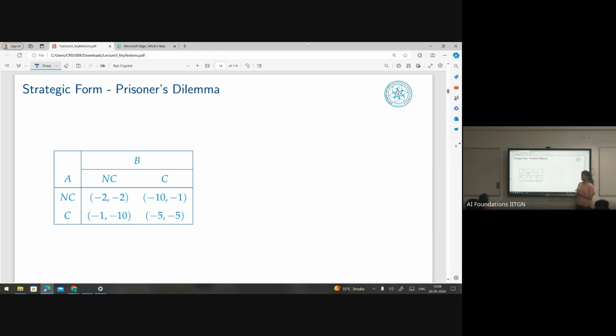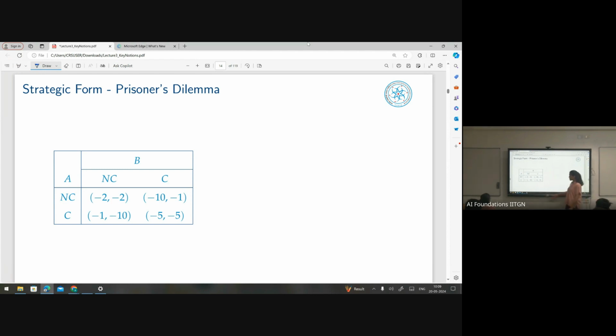Now, what we have done is we have kept them in two separate rooms, so they are not able to communicate with each other. And now each of them is being asked to make a decision. They are being asked to either confess that they have cheated or committed the crime, or not confess. So these are the two options that they have available.